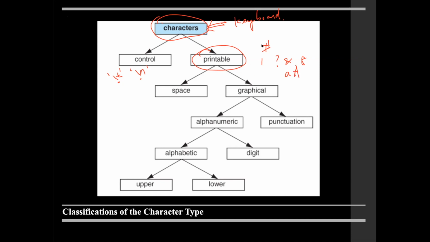And of course, once you have a set of printable characters, they can also be broken down into space, which is this empty space that has nothing in it. And then the other parts are all graphical. Then you can further break them down into alphanumeric or punctuation, alphabet and digits, and with respect to alphabet, there's also uppercase and lowercase. So digit would be 0, 1, all the way through 9 and stuff like that. So this is a general breakdown of the standard characters that you see on your keyboard.